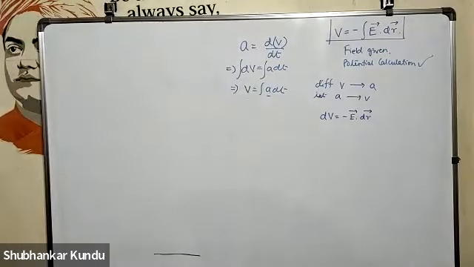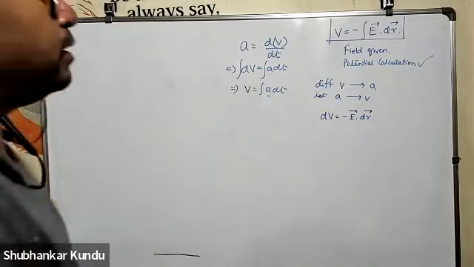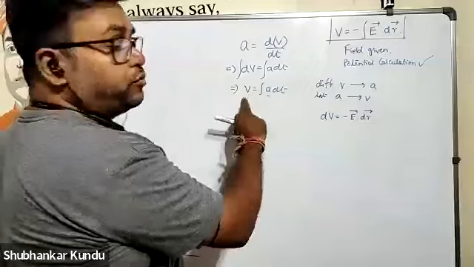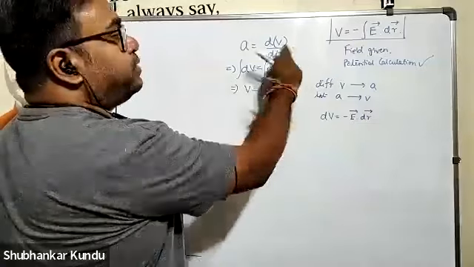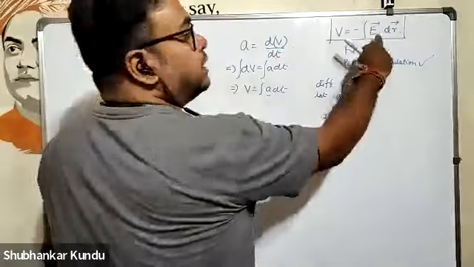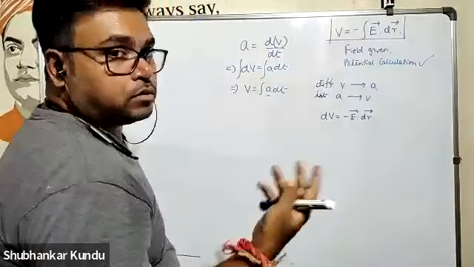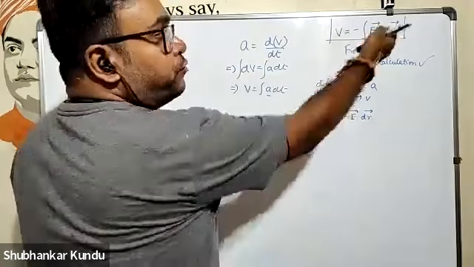Is it visible? That is very much visible. Clear now? By integrating a, we got v. And by differentiating v, we got a. So here, by integrating e, we got v. So it's a matter of common sense. By differentiating v, we'll get e.